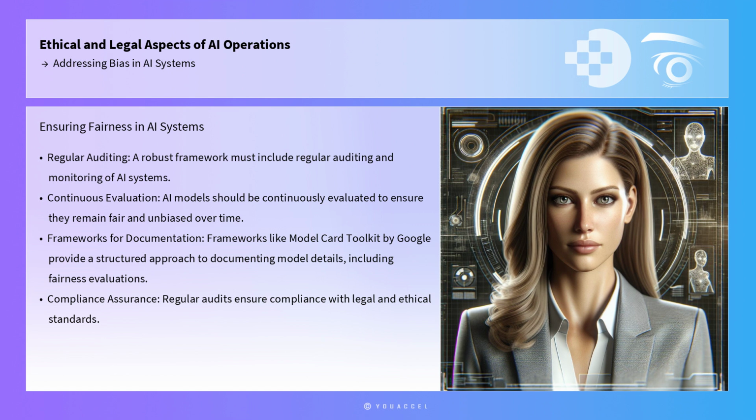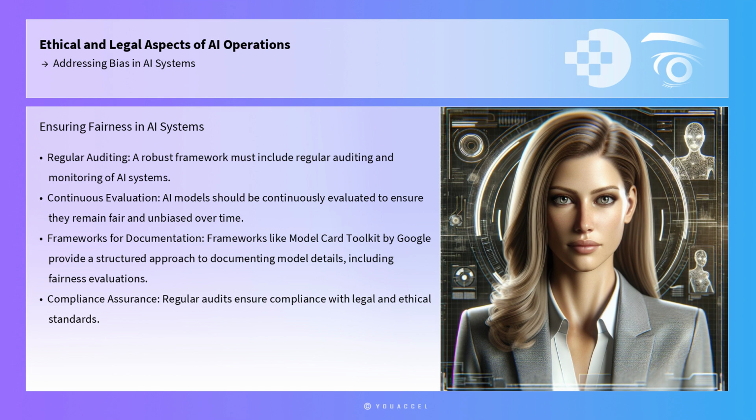Furthermore, a robust framework for addressing bias in AI systems must include regular auditing and monitoring. AI models should be continuously evaluated to ensure they remain fair and unbiased over time. This is particularly important as models are deployed in dynamic environments where data distributions can shift. Frameworks like Model Card Toolkit by Google provide a structured approach to documenting model details, including fairness evaluations, which can be used for ongoing audits. Regular audits not only help in maintaining the integrity of AI systems, but also ensure compliance with legal and ethical standards.